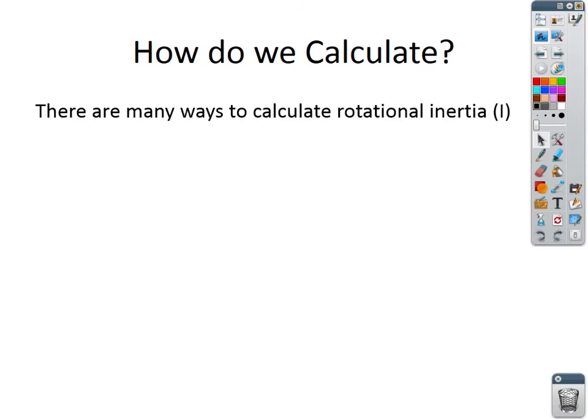So the thing is, how do we calculate it? This is obviously one of the difficult parts. How do we calculate rotational inertia? It all depends. There are lots of ways to calculate it. Most of the time, how to calculate it will be given to you in the problem, but let's go through some basic ways you should know anyway.